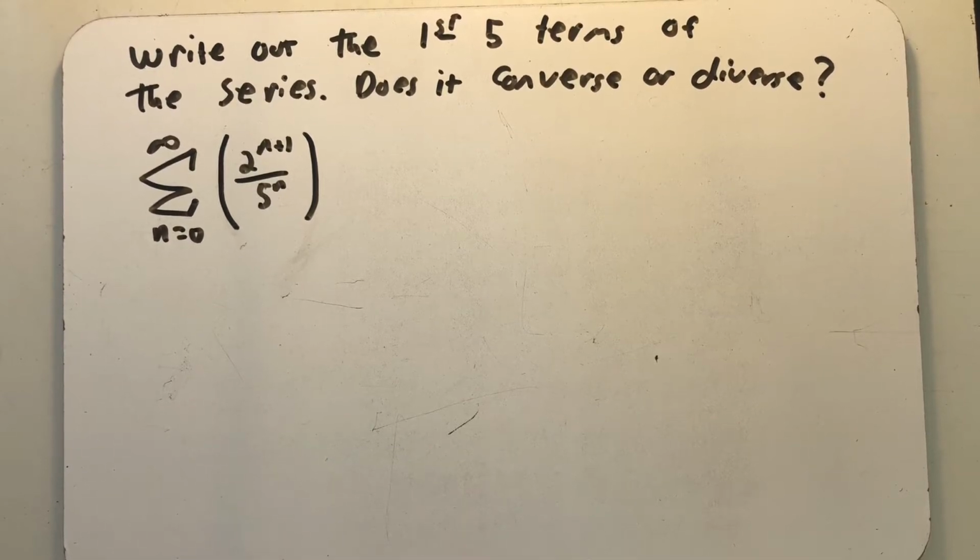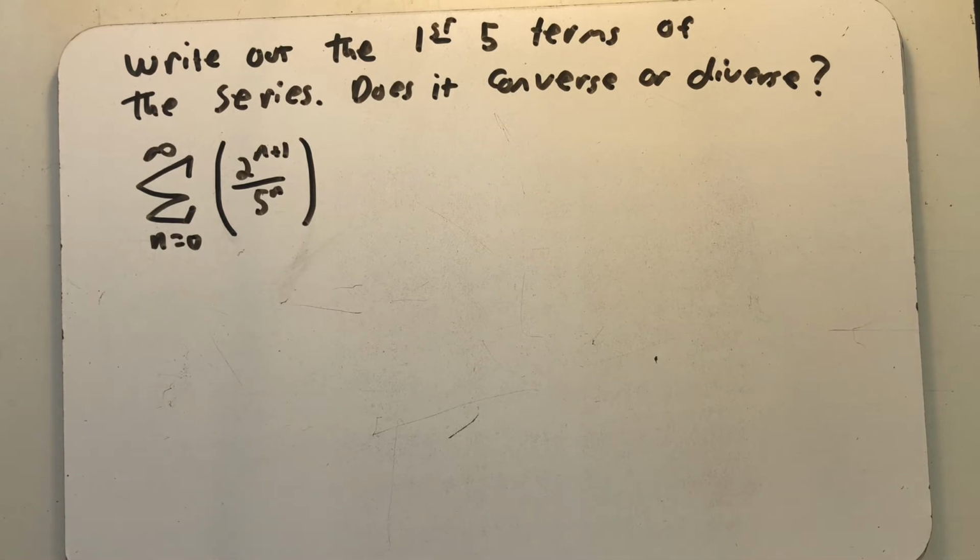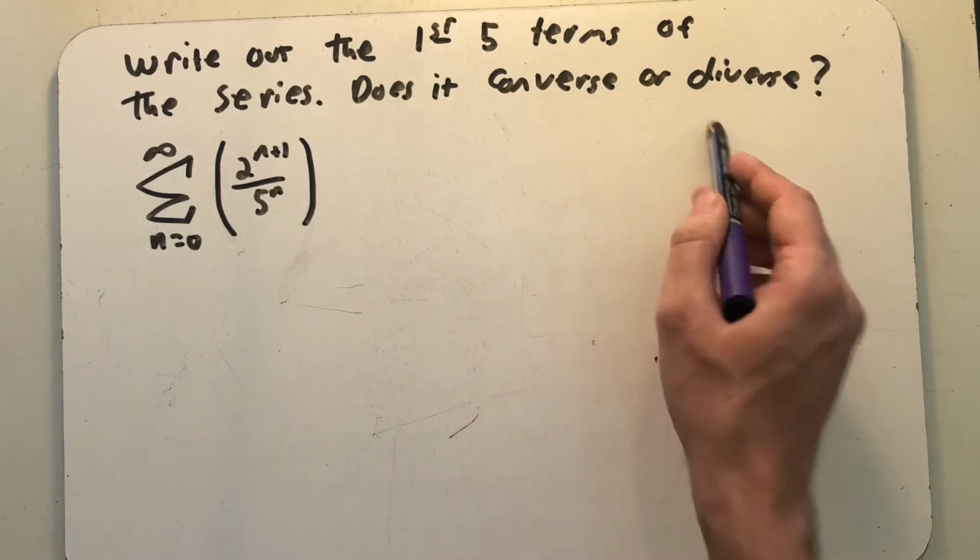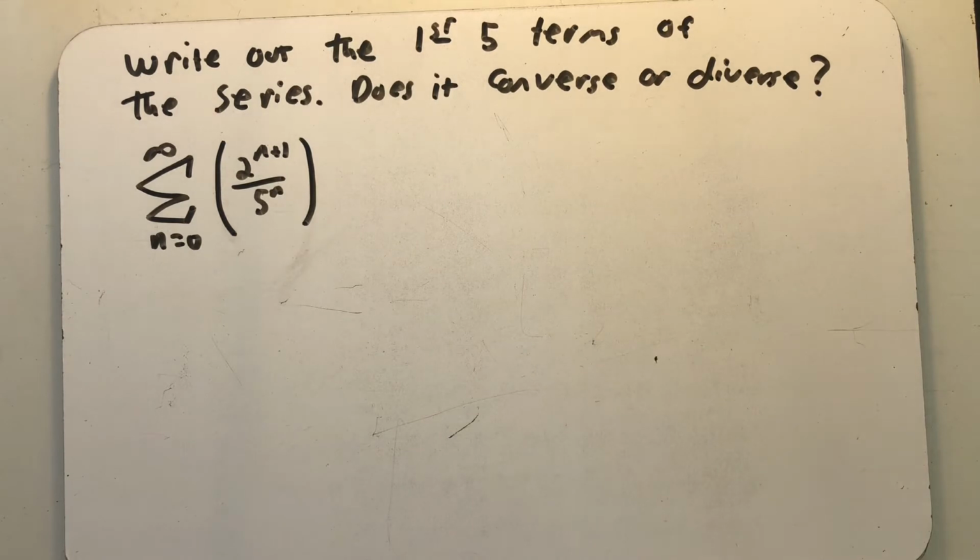We're given a series, asked to write out the first 5 terms of the series, and then asked to figure out whether it converges or diverges. Now, if you've seen enough examples, you might be able to look at this summation and know right away what kind of series it is. But for the rest of us who might not have seen enough examples as of yet, maybe we'll know what kind of series it is after we've written out the first so many terms. And that'll give us the ability to tell whether it converges or diverges.